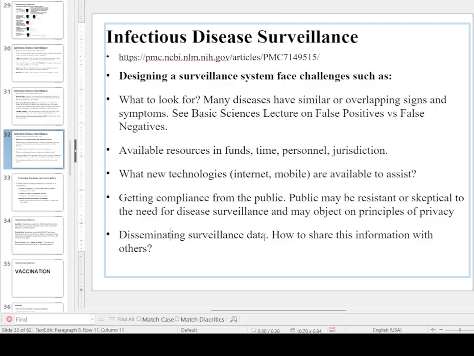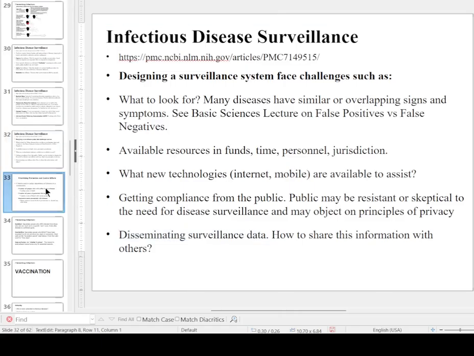Disseminating surveillance data. So you have this data. Now, what do you do with it? Of course, you use it to adjust your strategies, your tactics, but it's good to share this information with other partners, other healthcare institutes, other agencies, other governments, other parts of the world, so you can share each other's information and get a better picture. Remember that parable of the elephant and the blind man? So this is true here.